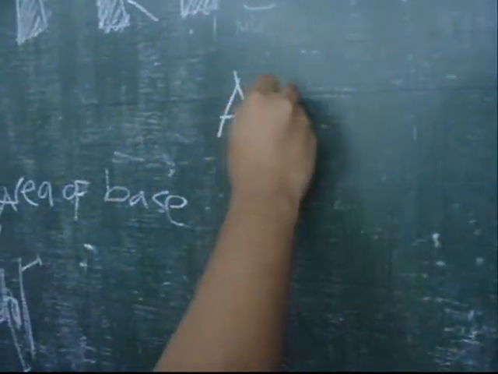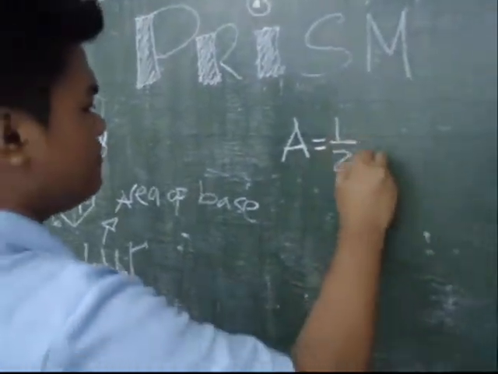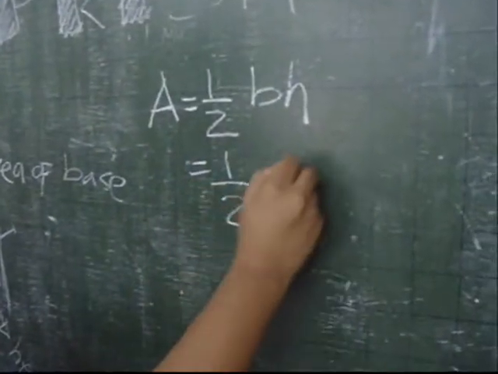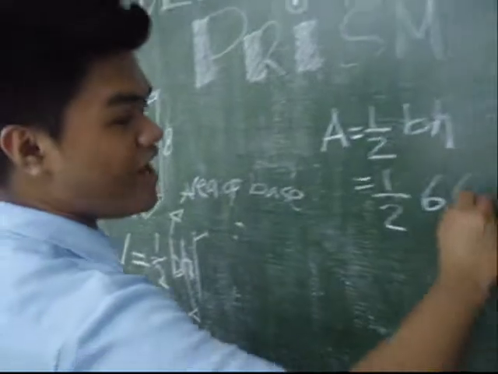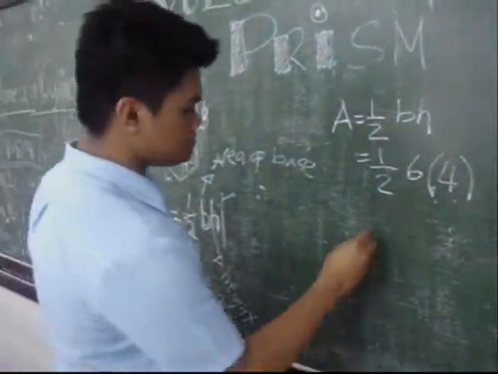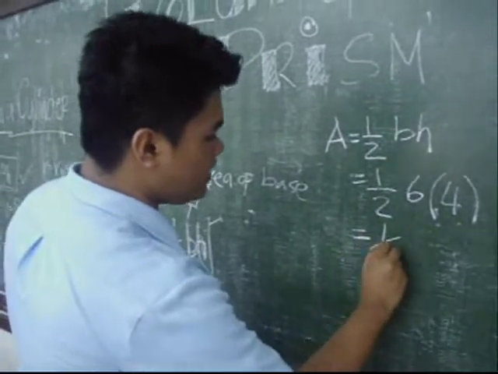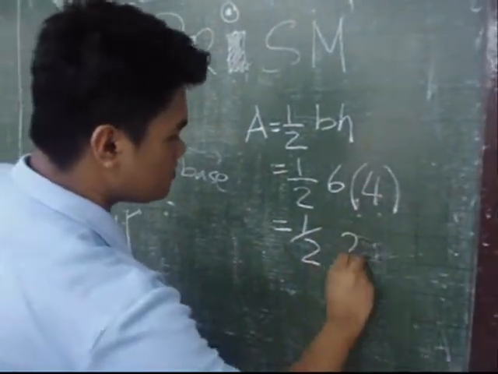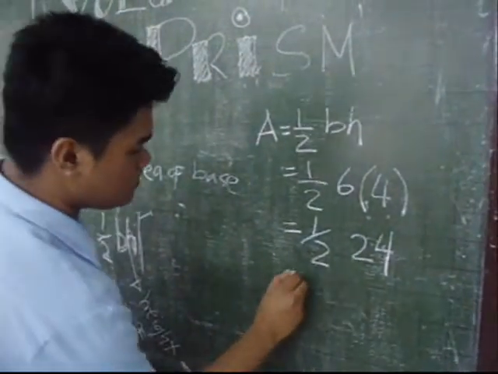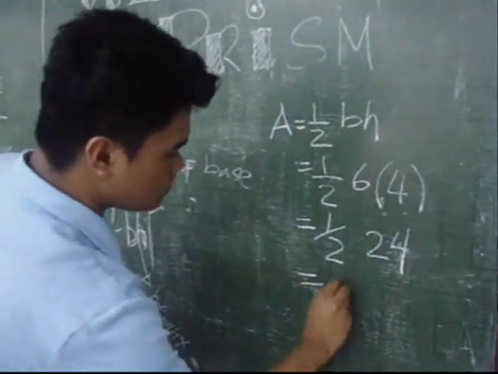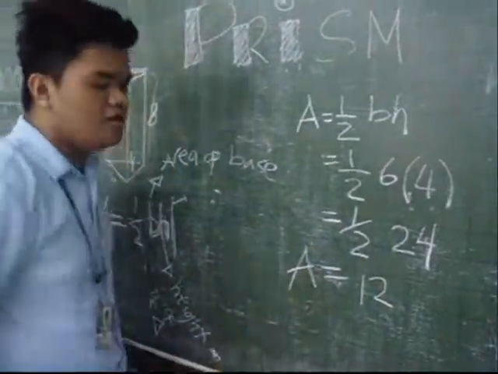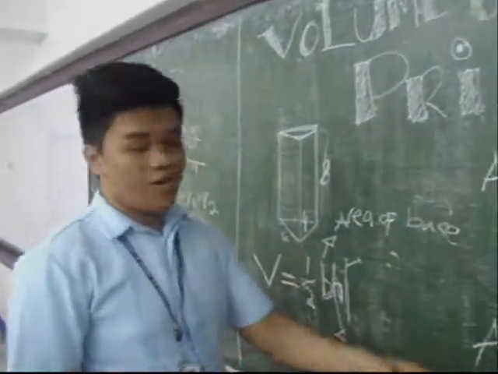So to compute the area of the base, the area of the triangle is 1/2 base times height. So the base here is 6 and the height of the triangle is 4. So the area of the base is 12.